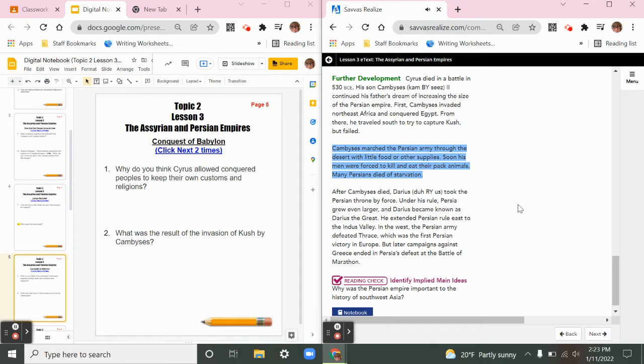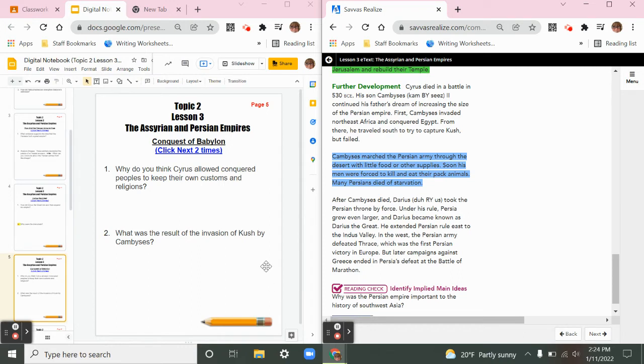He extended Persian rule east to the Indus Valley. In the west, the Persian army defeated Thrace, which was the first Persian victory in Europe. But later campaigns against Greece ended in Persia's defeat at the Battle of Marathon. Reading. Number 2, what was the result of the invasion of Kush by Cambyses? In this blue highlighted text, you will find that answer.